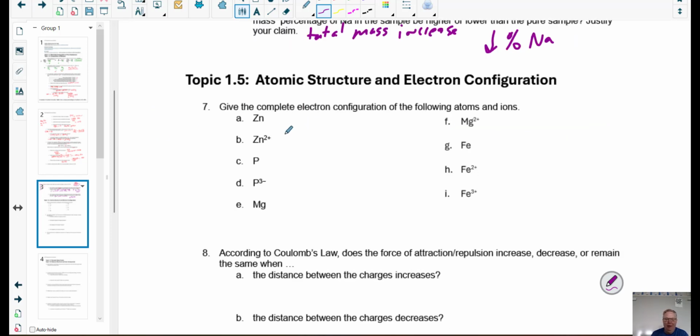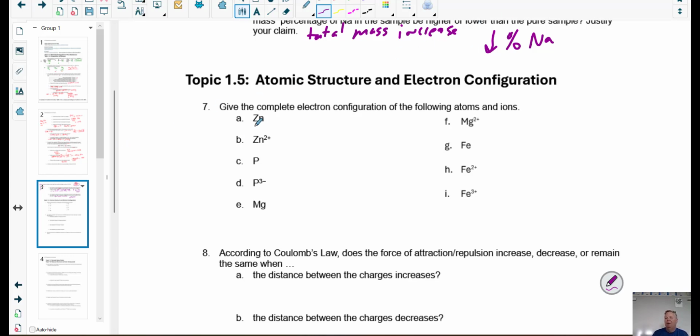Now these, I'm assuming you guys can all do these pretty easily. I'm just going to do the shortcuts for a couple of them. So we know, looking at zinc, so zinc would be, all right, so zinc is in the fourth period, right?